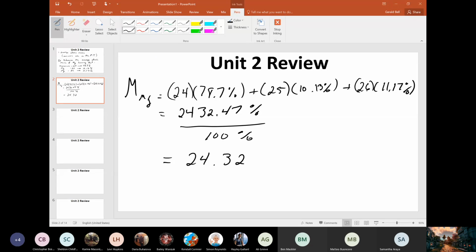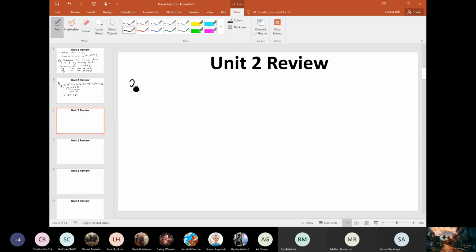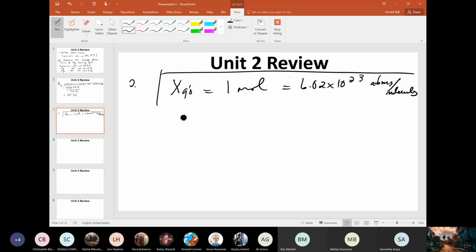Number 2, we can summarize. These are again some short questions, but it's really the boxed expression we're after here. We learned that X grams equals 1 mole equals Avogadro's number of atoms or molecules, depending on what you're talking about. We also should state that the X up there is the molar mass of something.